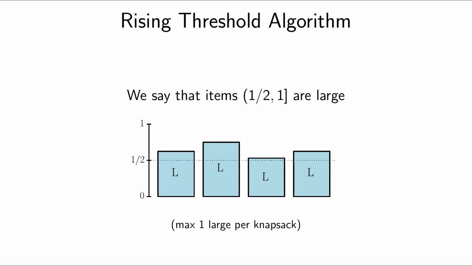Now we describe the rising threshold algorithm. The name will be clear shortly. The algorithm classifies items based on their size. For example, we said that items of size at least half are large. At most, one large item can fit in one knapsack. Later we will define medium and small items.